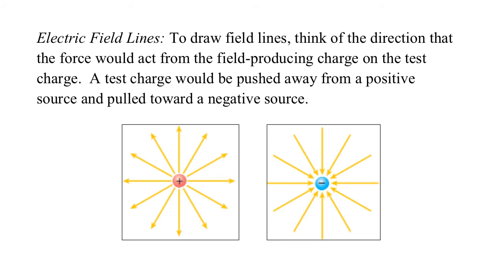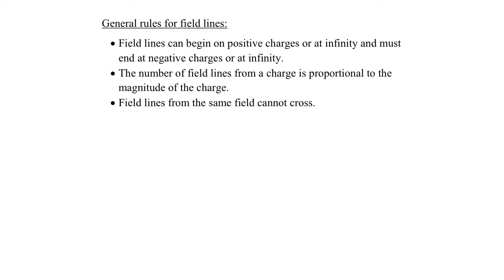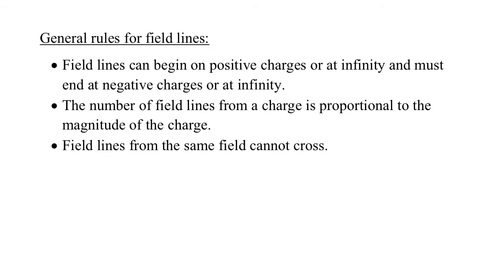So there are some general rules that we want to look at for field lines. The first general rule is this. Field lines can begin on positive charges, like we saw when we drew them outward, or they can begin at infinity, and we'll talk about that in a second. But they must end at negative charges, meaning they converge on the negative source, which we saw in the last slide. All the arrows ended at the negative charge, or they can end at infinity. So for the first one, we'll take a look at a diagram in a minute to help us.